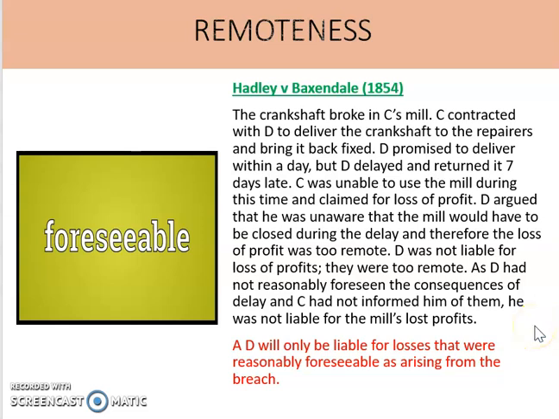And the court actually found for the defendant and said that he was not liable for the loss of profits because they were too remote, and that the defendant had not reasonably foreseen the consequences of the delay because the claimant had not informed him, so he shouldn't be liable for the mill's lost profits. In this case it was explained that the mere fact that a party is sending something to be repaired doesn't necessarily indicate that the party would lose profits if it's not delivered on time. So the claimant should have made it clear to the defendant that he needed that in order to work, and he would lose profits if there was a delay. So our principle here is that our defendant will only be liable for losses that were reasonably foreseeable to the defendant as arising from the breach.